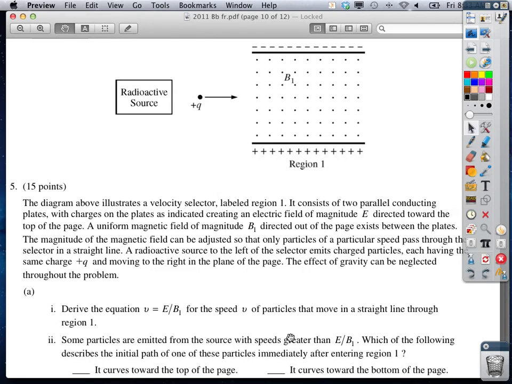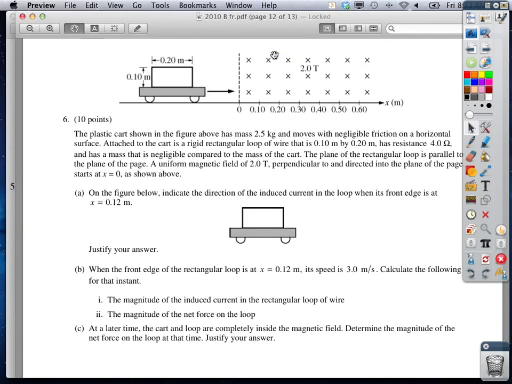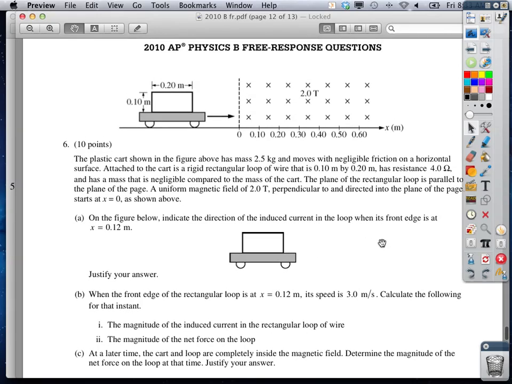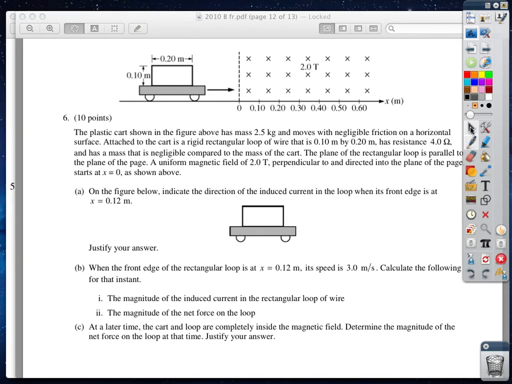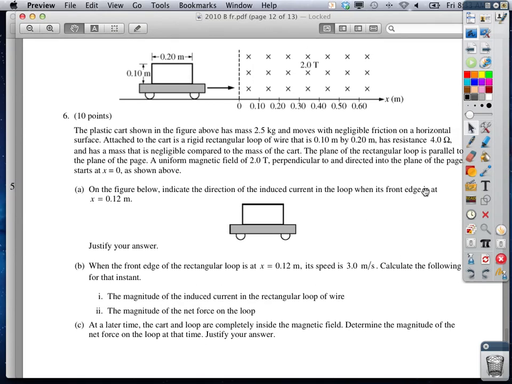Okay, so then we should move on to 2010. This is a fun one. Okay. So does everybody get what's going on with this little car? So this car has a loop of wire on top, and then this car is going to roll into this magnetic field. Right? So it's going to roll in there. And when it rolls into the magnetic field, what is going to happen to the flux in that loop of wire? What is going to happen to the flux in that loop of wire?